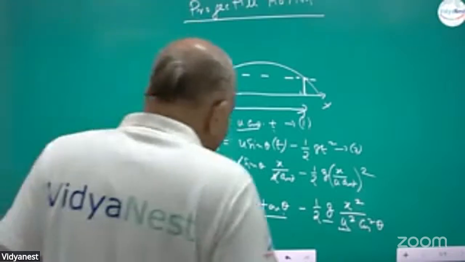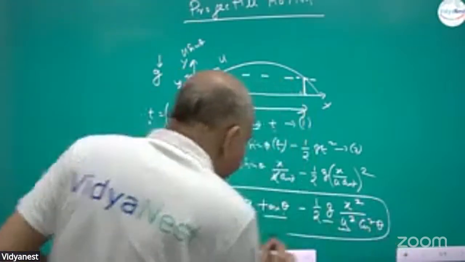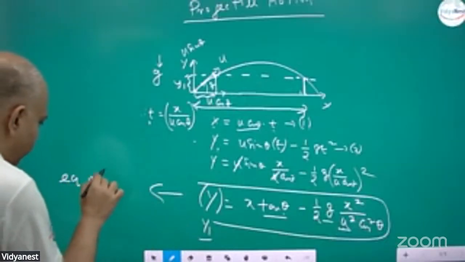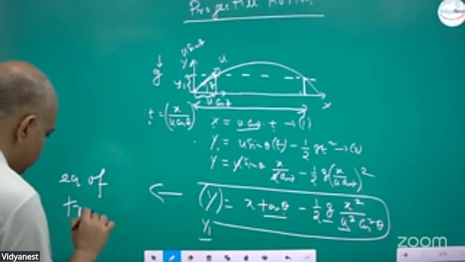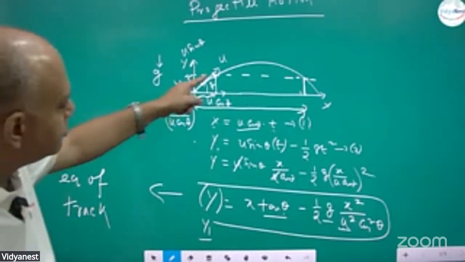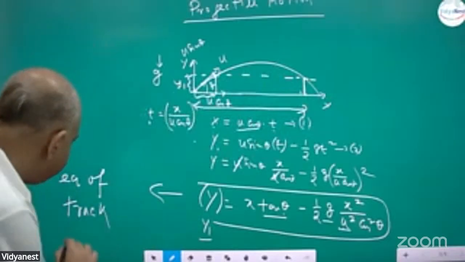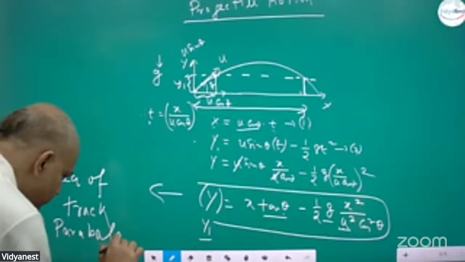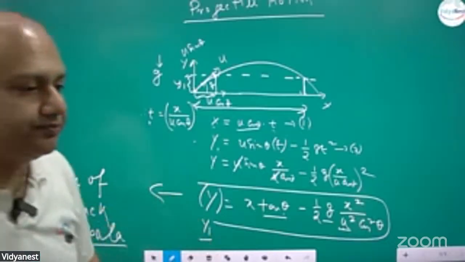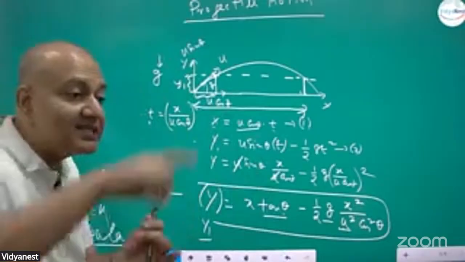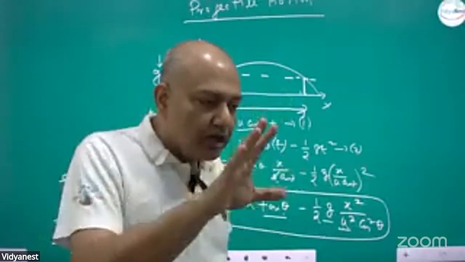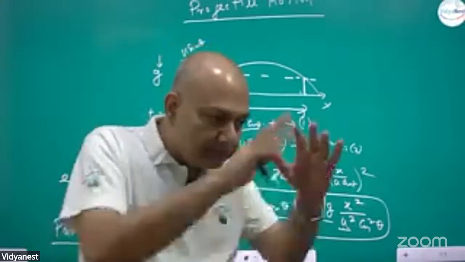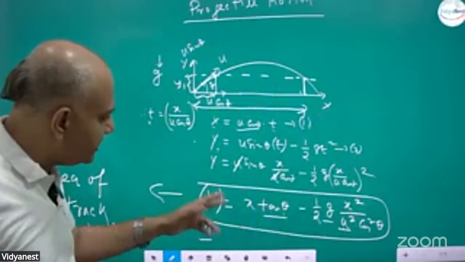Actually, this equation of the track, the track through which the particle is moving, is a parabola. A parabola is special, just like a circle is a special curve. Similarly parabola and hyperbola are mathematical curves. So this curve is a parabola.